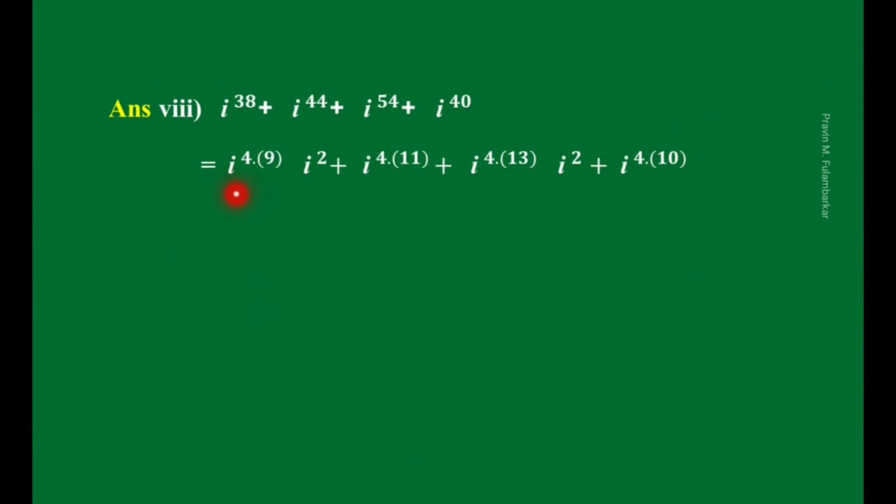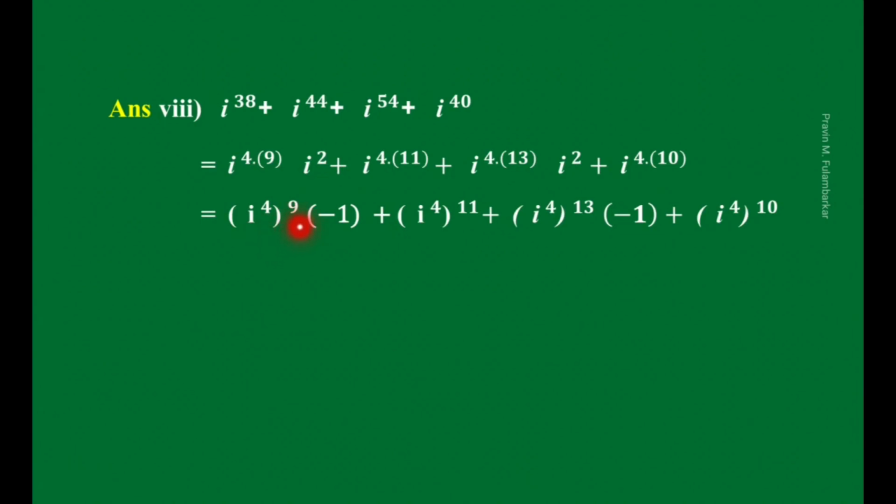So see here, i raised to the power 4 raised to the power 9. We write this as (i raised to the power 4) to the power 9. i squared is minus 1. i raised to the power 4 or raised to the power 11, i raised to the power 4 or raised to the power 13. i squared is minus 1, and this is (i raised to the power 4) to the power 10.